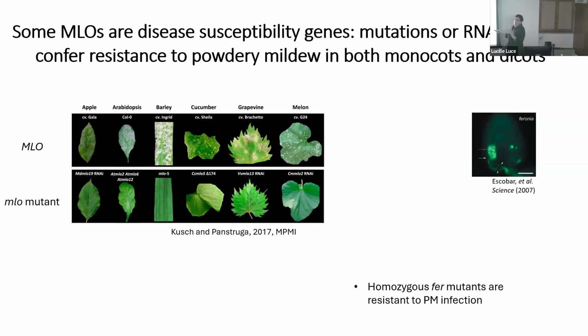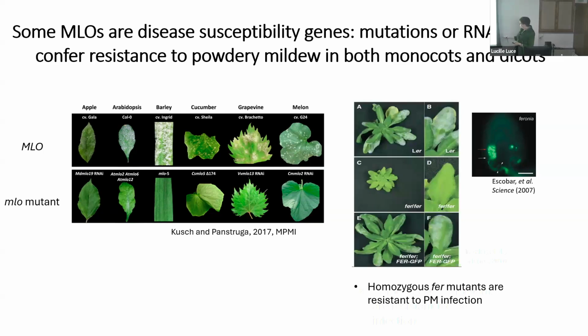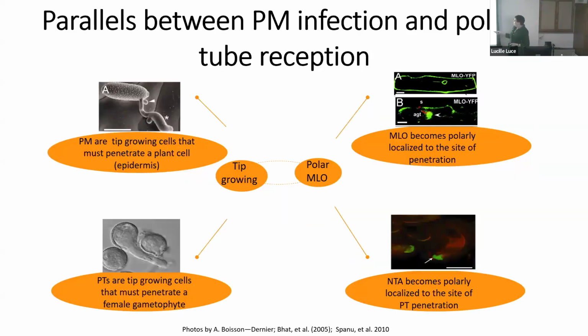So this means that we don't know what those MLOs are actually doing for the plant, but the powdery mildew takes advantage of them. We also showed, back when I was a postdoc, in collaboration with Ralph Panstruga's lab, that Feronia mutants, so the receptor mutants, are also resistant to powdery mildew. So this gave us this idea that there are some conserved pathways. And so we have powdery mildew, or a tip growing cell, that must communicate with and penetrate, make an interaction with a plant cell.